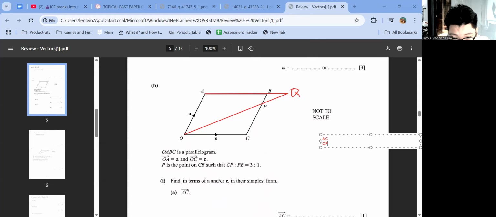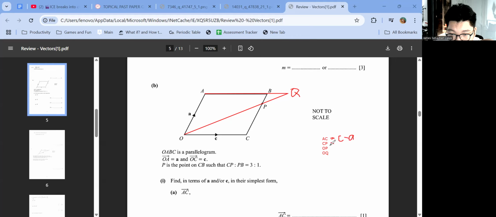AC, CP, OP, and OQ. AC is basically the flipping of the direction idea that I told you about, because AC, if you think about it based on the route, is AO plus OC, right? Well, what's AO? It's just the opposite. It's just OA but flipped. So AC is C minus A.